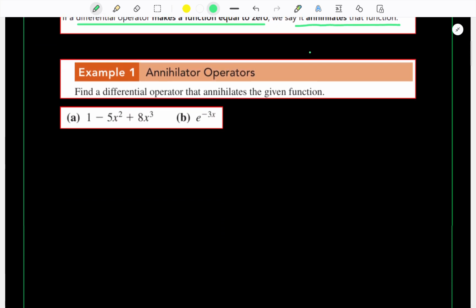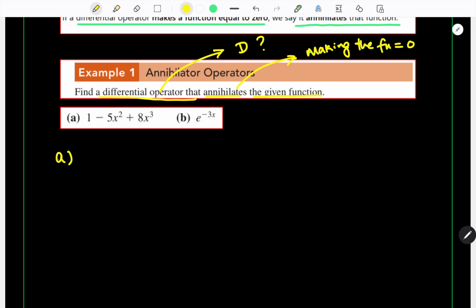Okay, so let's start. Find the differential operator that annihilates a given function. That means they are asking for what? The differential operator D. Annihilates means making the function 0. So let's start the first question, A.